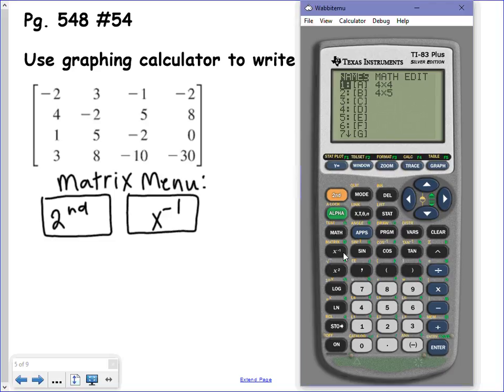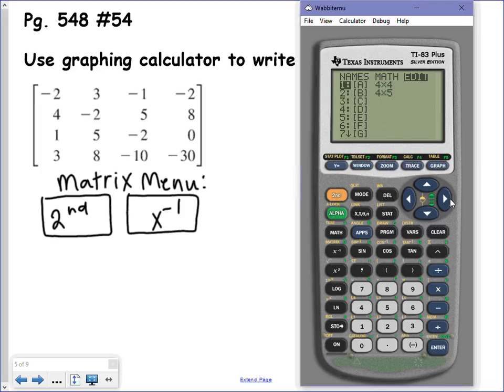When you type second x to the negative 1, you get to this menu that has three topics: names, math, edit. Names is where you go at the very end, after you've put in your matrices and decided which operation to do, to say this is the matrix I want to work with. So we don't really use names until the end. You're going to scroll over to edit, and yours are probably empty. I usually just work with A, B, and C and overwrite them as needed.